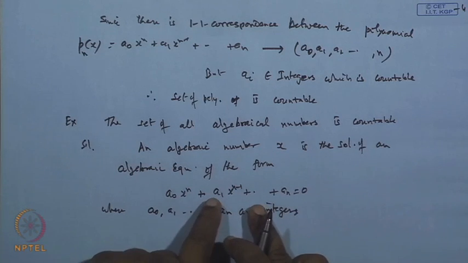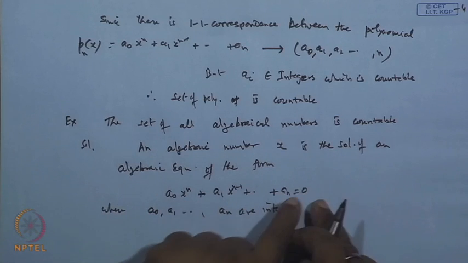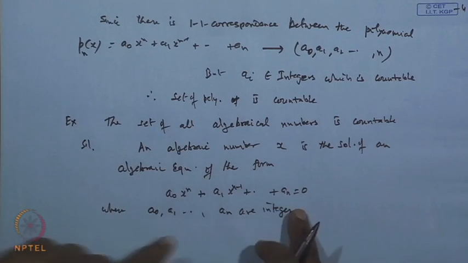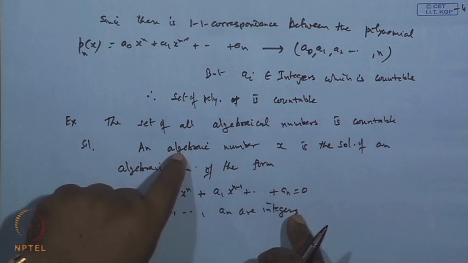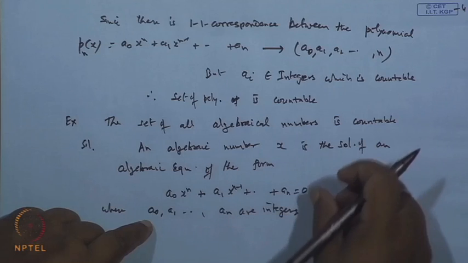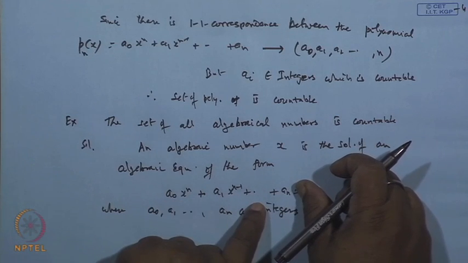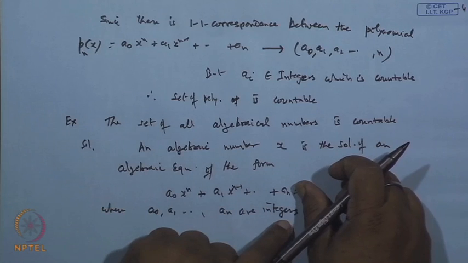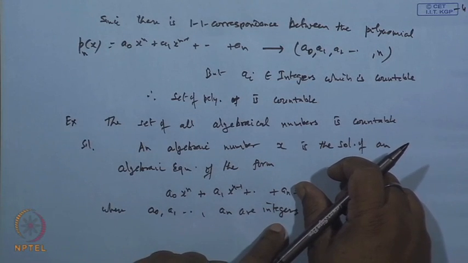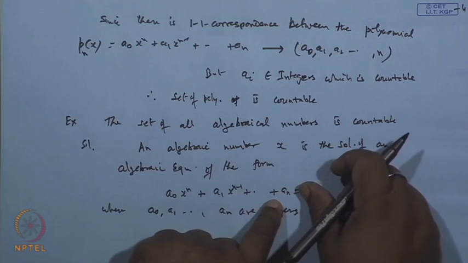So, this is the solution. A number x which satisfies this equation will be an algebraic number, or corresponding to a solution of this equation will be algebraic numbers. Now, if we remove this 0, then this is a polynomial of degree n, and the coefficients are integers. So, according to the previous result, if the coefficients are integers, then the collection of all such polynomials will be a countable set. Clear?